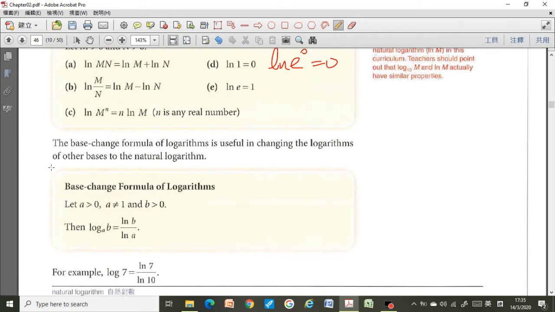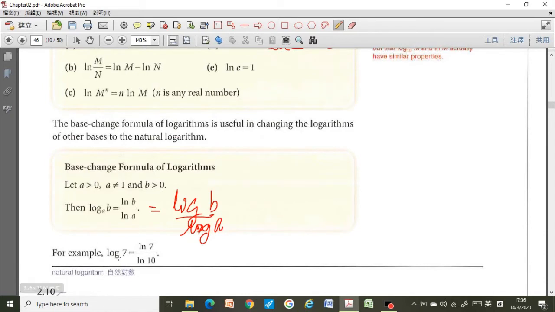The most useful thing is changing the base, because if you have another base like a, you cannot press it in the calculator directly, so you can change the base. Here, the left hand side is base a, so it cannot be pressed in your calculator because it's not base 10 or base e. So you change it to log b over log a with natural log, or even with the common log, it is log b over log a.